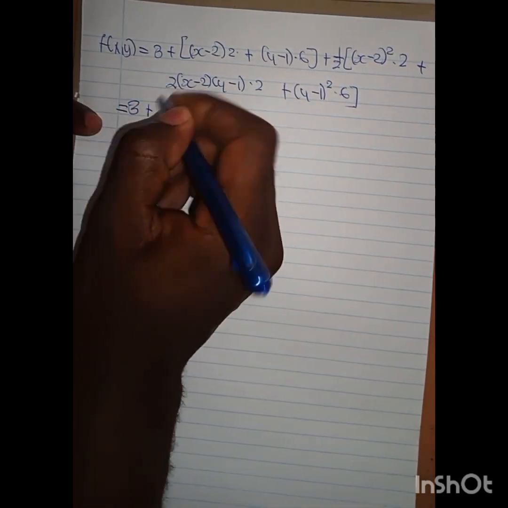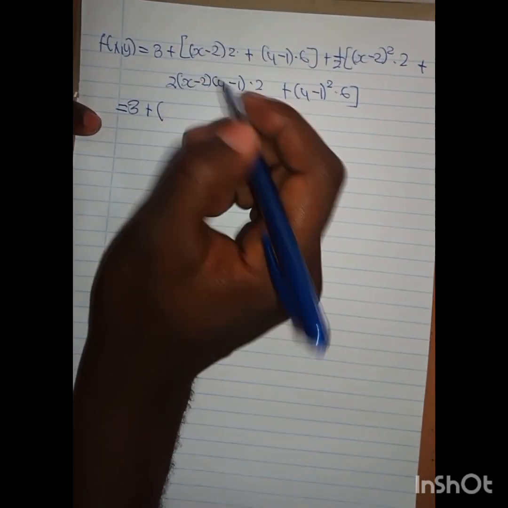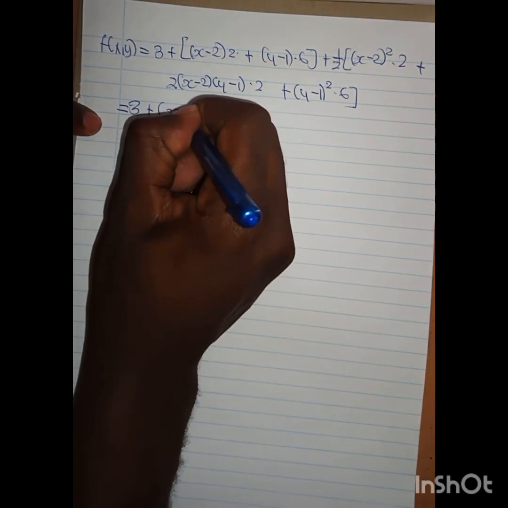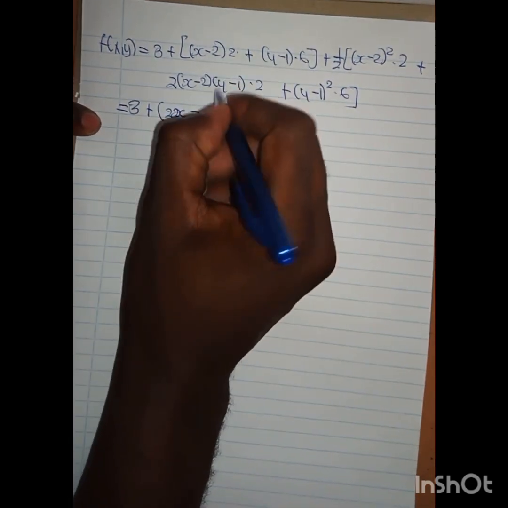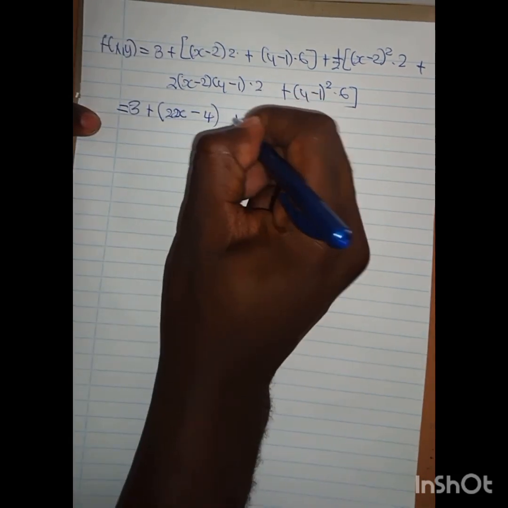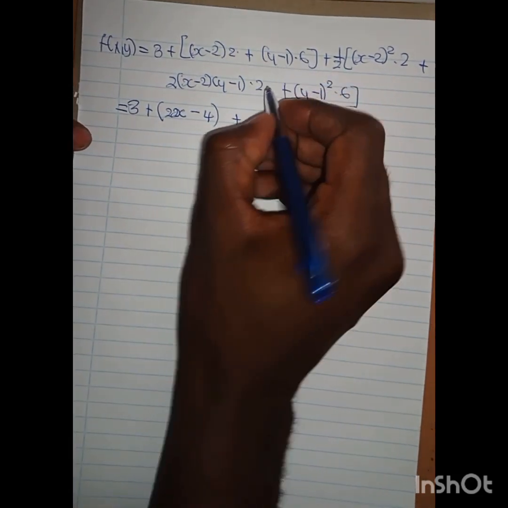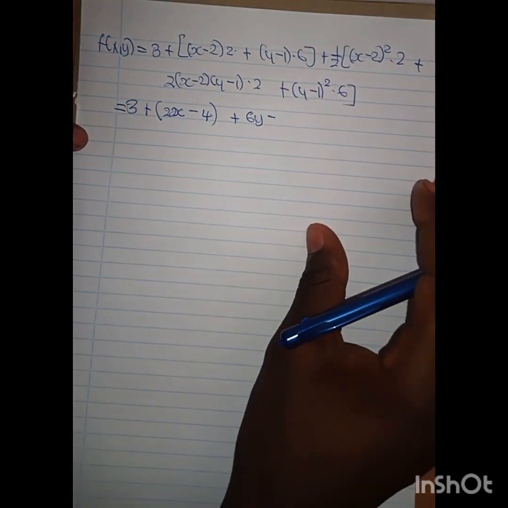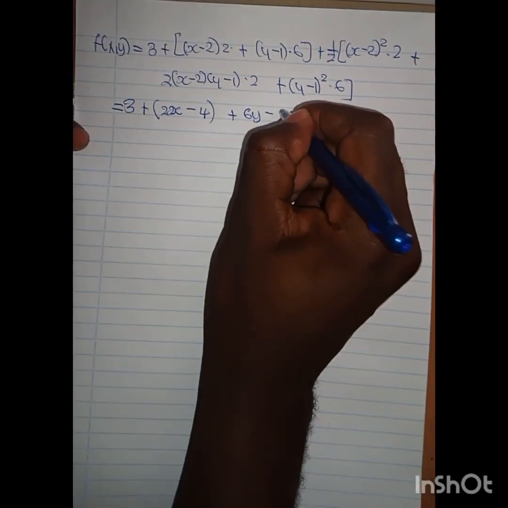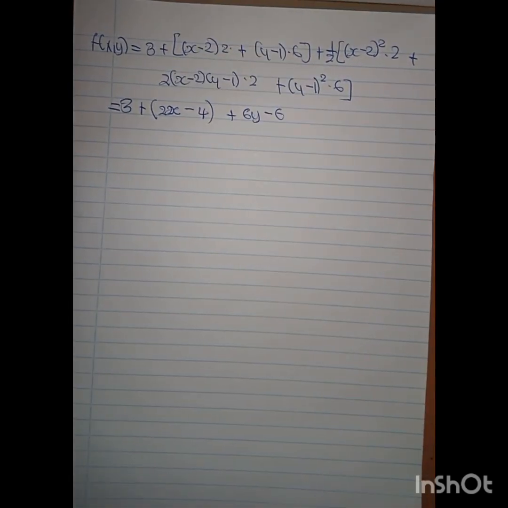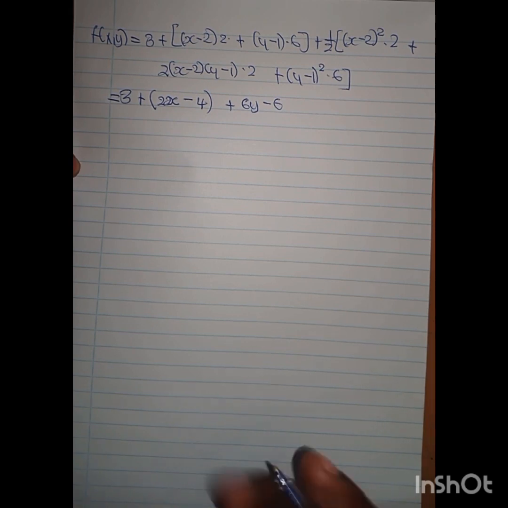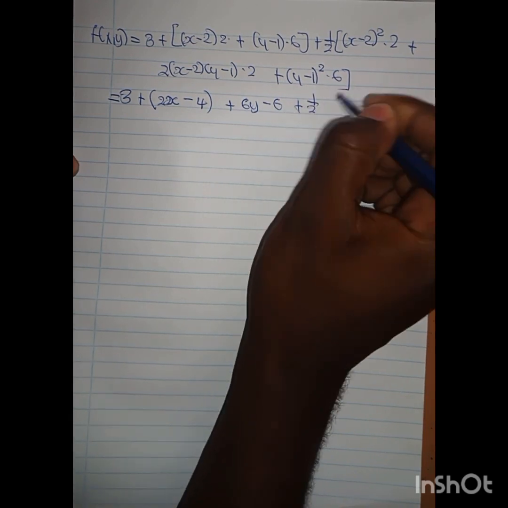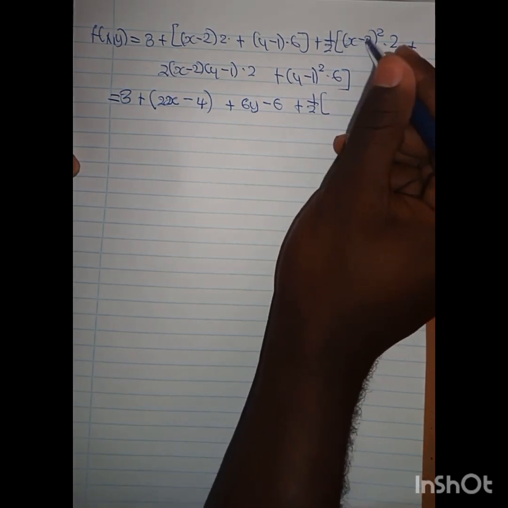We have 3 plus (x minus 2) multiplied by 2. Then we can multiply the 2 inside the bracket. So we have 2x minus 2 times 2, we get 4. Plus, we multiply the 6 inside the bracket, then we get 6y minus 6 multiplied by negative 1, we get negative 6. And then plus 1 over 2 (x minus 2) all squared.